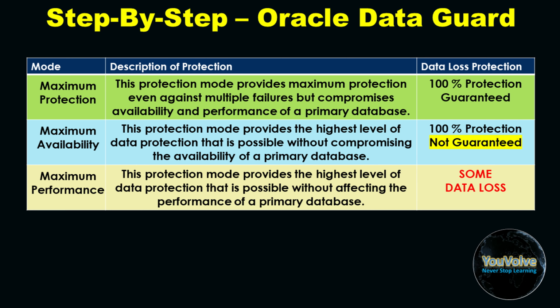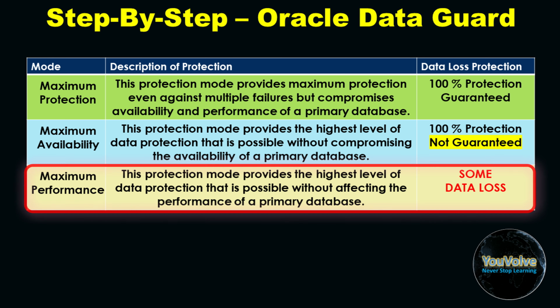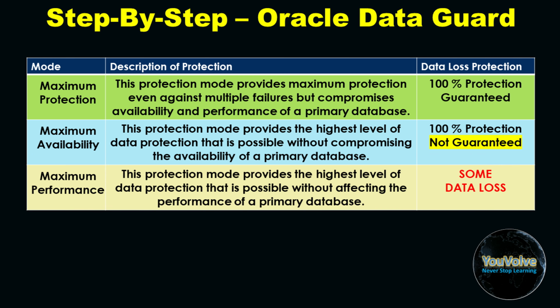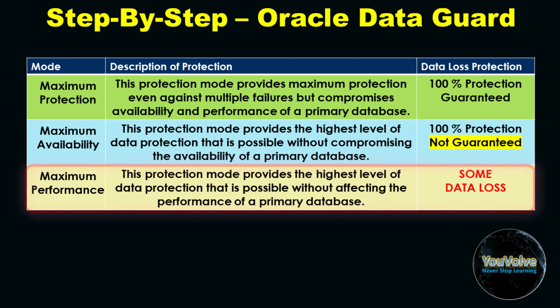Now, let's discuss in detail what all these protection modes are and how they protect the primary database. We will start from the bottom. First, the maximum performance. This protection mode provides the highest level of data protection that is possible without affecting the performance of the primary database. If you deploy this protection mode, you will get the best performance with your Data Guard setup, but there is always a chance that you will lose some data in the event of a disaster. I will explain this with an example shortly.